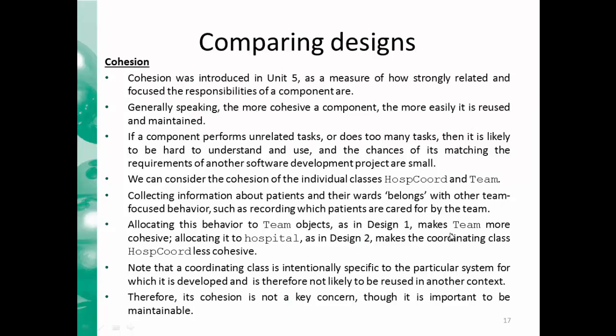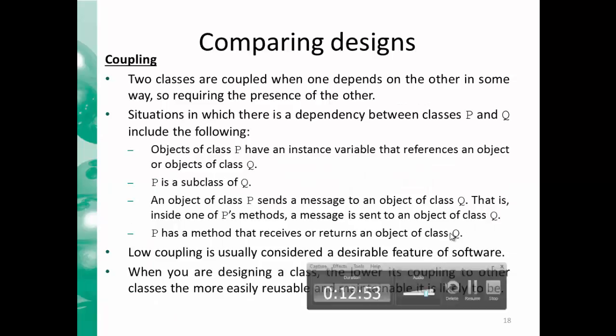The other principle is cohesion, and we have covered that in Unit 5, which is a measure of how strongly related and focused the responsibilities of a component are. In general, maintainability and also reusability can be improved very much by using cohesion, but at the same time you have to be sure that you are not overloading the objects with responsibilities. Otherwise it will be hard to deal with that object and cooperate with it.